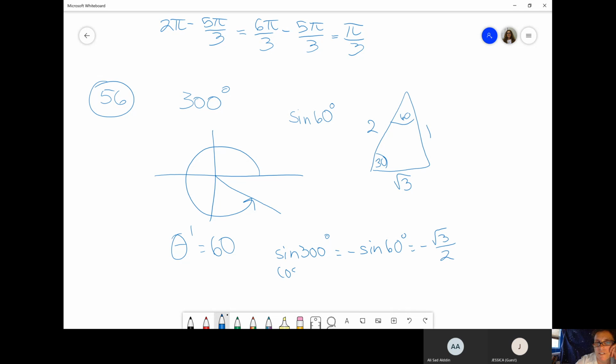The cosine of 300 degrees in quadrant 4 is positive, so we don't need the negative here. The cosine is the same as the cosine of 60, which is 1/2. And the tangent of 300 degrees is also negative. Negative, what do we have? Square root of 3 over 1.